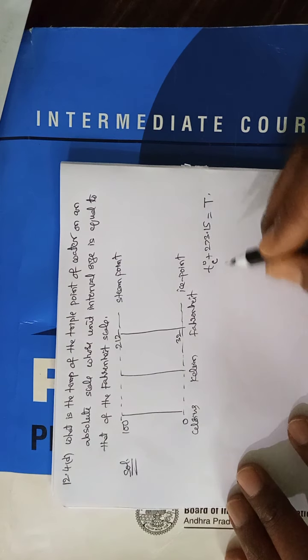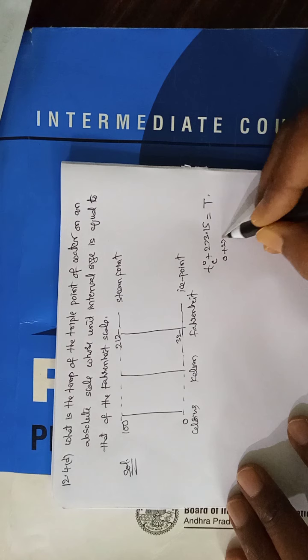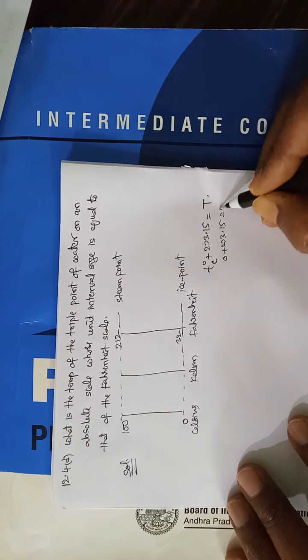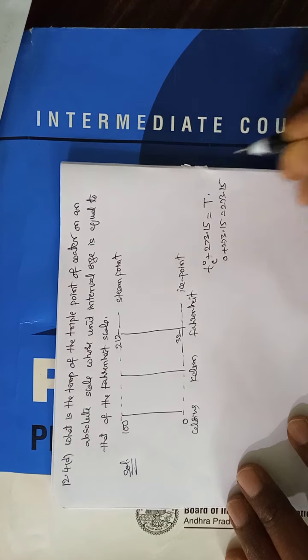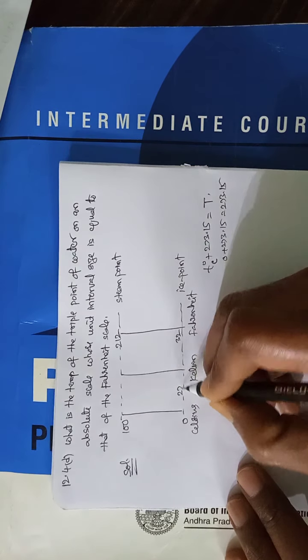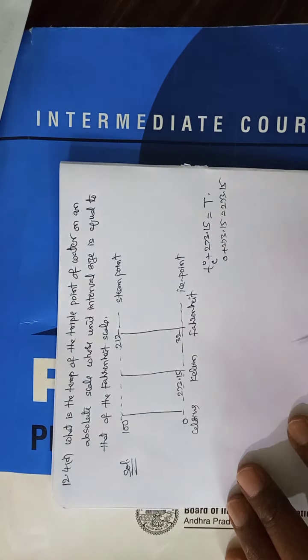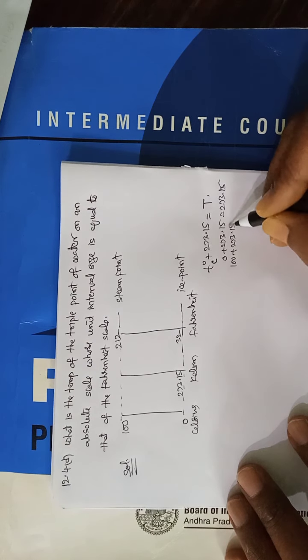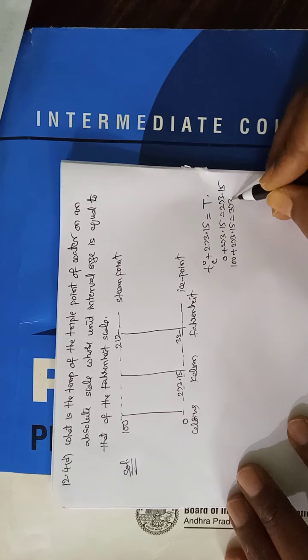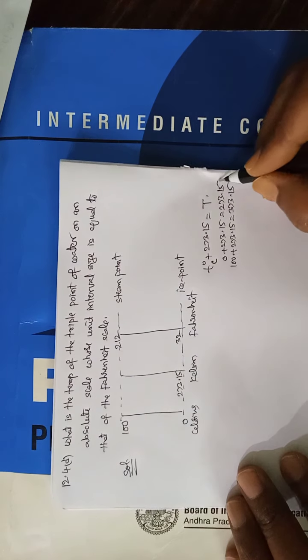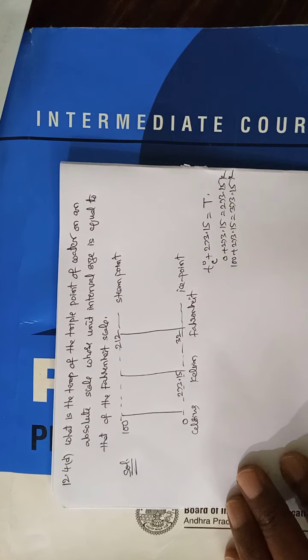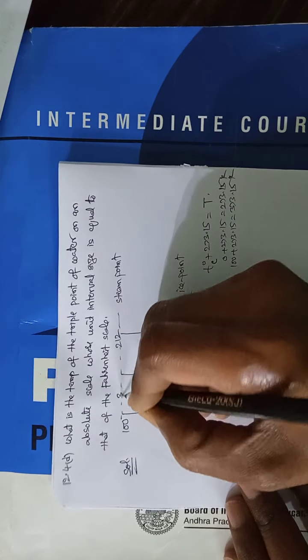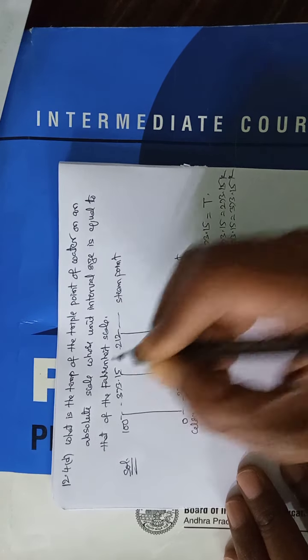Here you are having 0. So 0 plus 273.15 means 273.15. So here 273.15. Next here 100. 100 plus 273.15 is equal to 373.15 Kelvin. So 373.15 Kelvin.